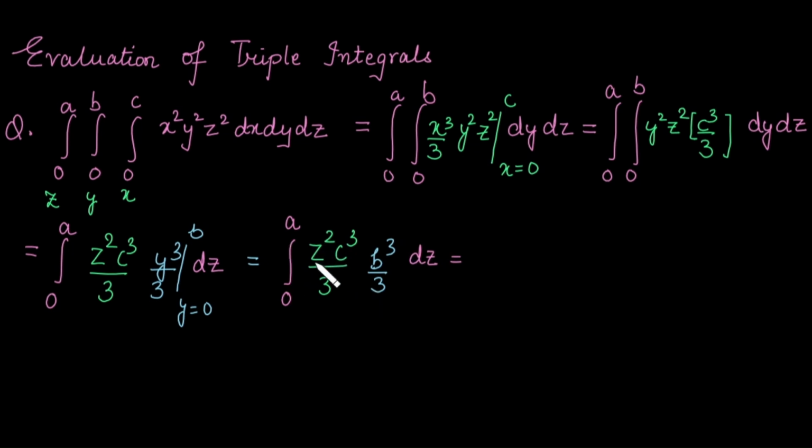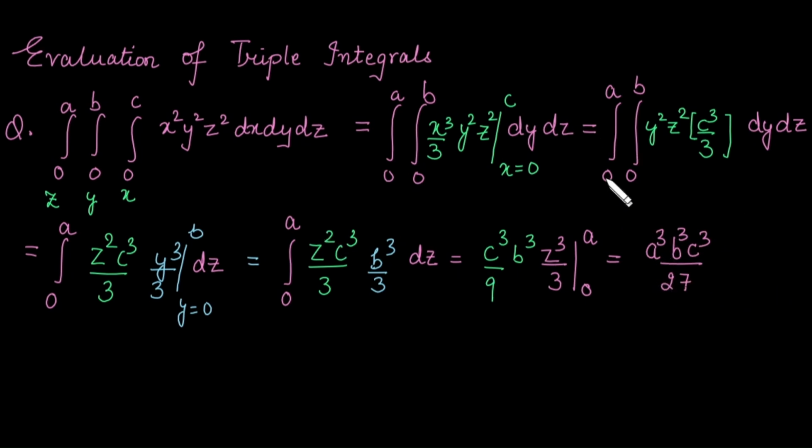Now integrate with respect to z. In that case, c cube b cube by 9 is a constant. Take integration with respect to z, that is z cube by 3 and the limit of z is 0 to a. This is further equal to substituting the upper limit of z as a minus the lower limit of z as 0. This will further give you a cube into b cube into c cube by 27. This is how we evaluate the triple integration in general.